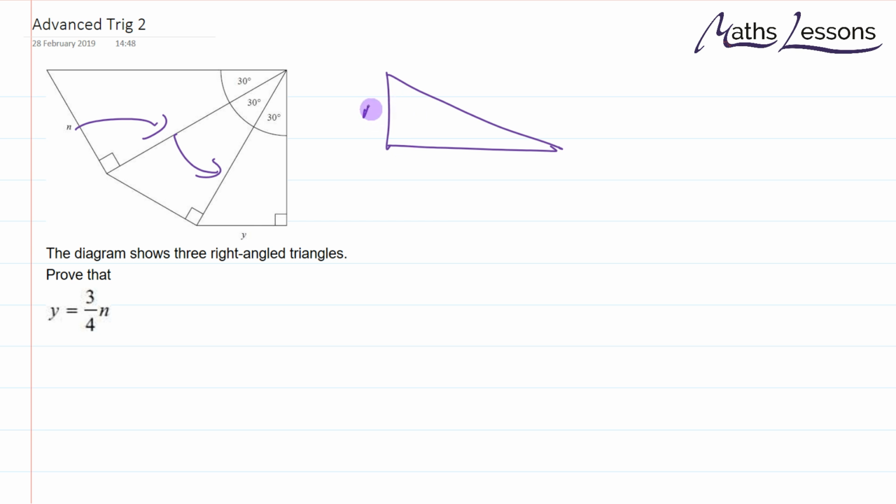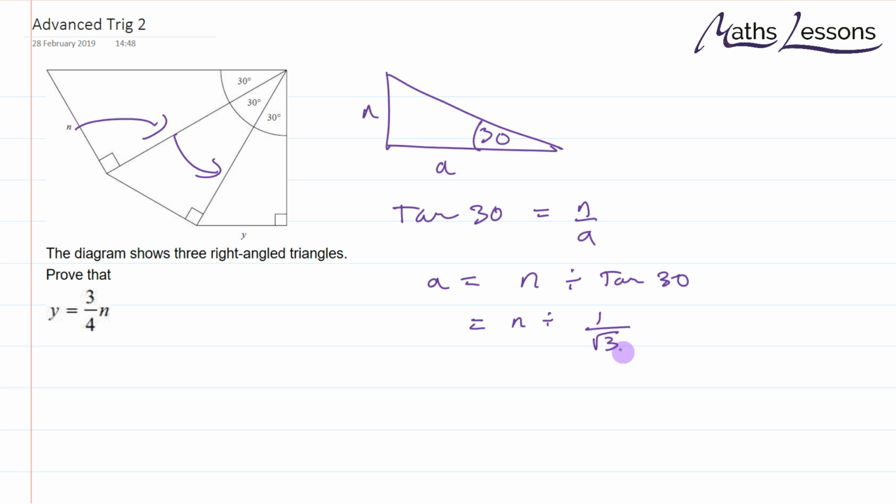So we know that that's n and that is 30, and this side is the adjacent. So we know that tan of 30 is equal to the opposite n over the adjacent. So therefore the adjacent will equal n divided by tan of 30. And you should know that tan of 30 is 1 over root 3. You ought to learn your exact angles. I'll show you a quick way to remember them. So a equals that.